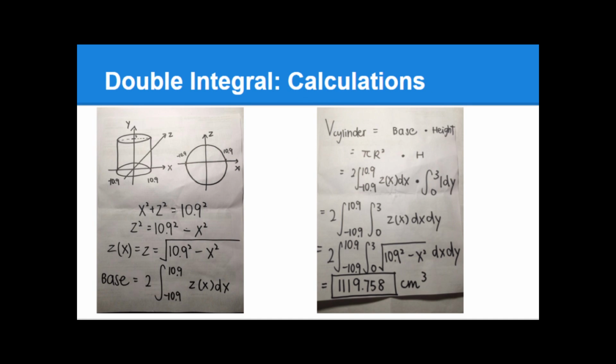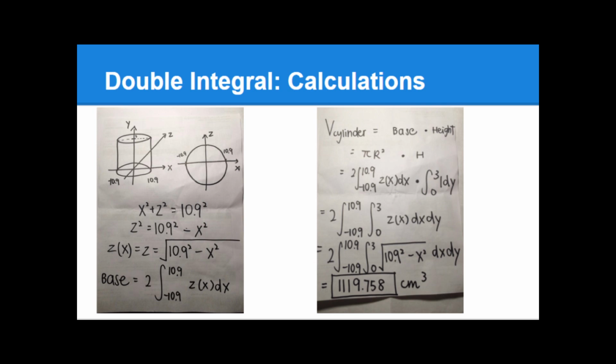Here are the calculations for finding the volume of the cake using double integrals. In part 1 of the working, as shown on the left, we find the expression for the base. The equation of a circle with a center at the origin is x squared plus z squared equals the square of the radius, which is 10.9 squared.